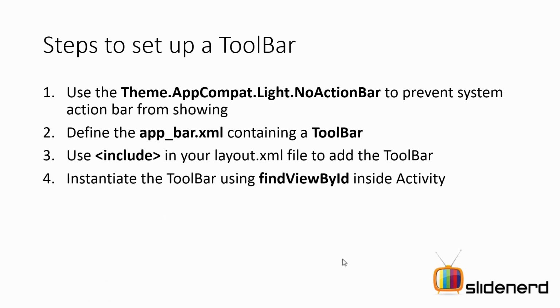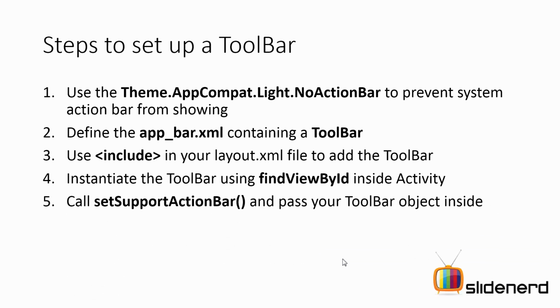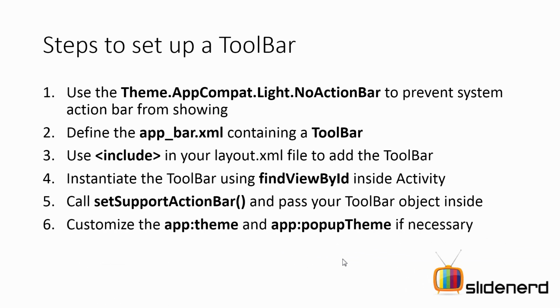And then there is your toolbar instantiation inside your activity using the find view by ID, which is normal, which you guys have been doing all this time. Other than that, there is the call to set support action bar that you have to do. Pass your toolbar object inside and tell Android, hey look, who's the new action bar now. And then what you need to do is either have app theme and app pop-up theme implemented if necessary. Now remember, step 6 is not compulsory.